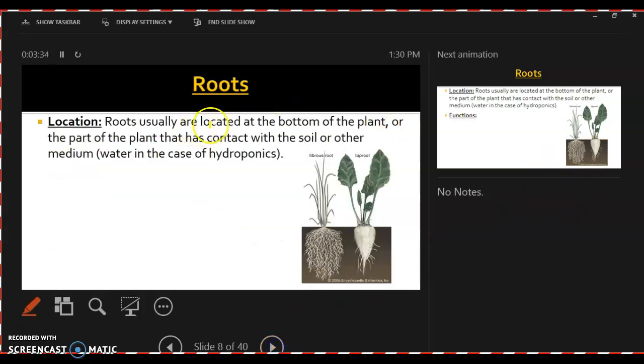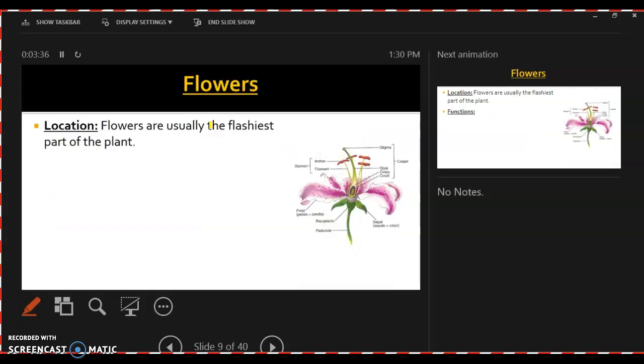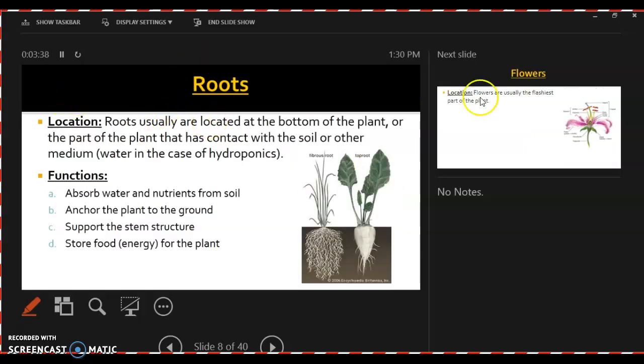Alright, so our roots. They are usually located at the bottom of the plant. Of course, we're going to do location: the bottom of the plant, or the part of the plant that has contact with the soil or other media. So roots do not generally have to be put into the soil. You can stick your plant in some water through hydroponics and grow that plant just fine.